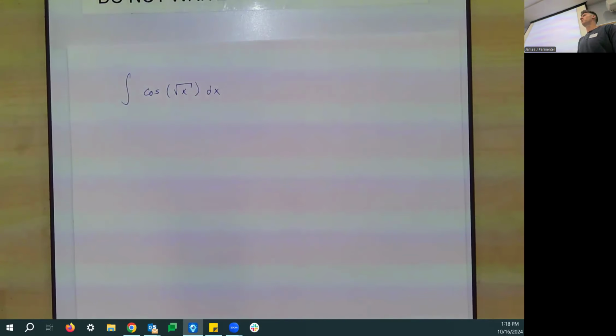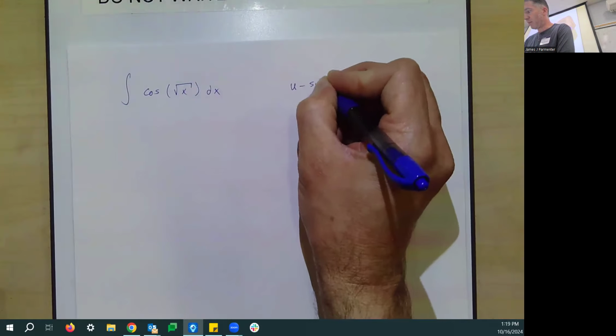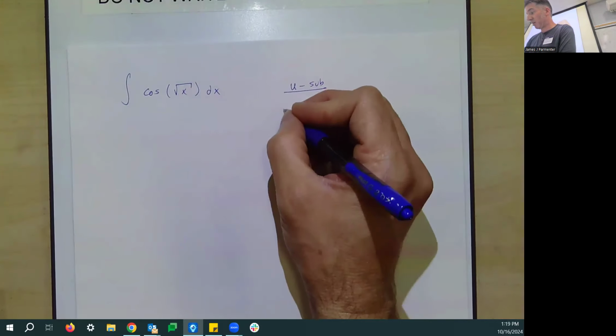And I would say this is one of those situations where you don't have a lot of choices. You could do one of two things, in my opinion. I know one of them is right. I don't know if the other one's going to work. One thing you could try is doing a u sub. There's only really one good choice for u. That would be to let u equal the stuff inside the cosine function.